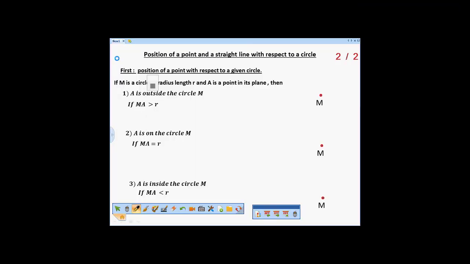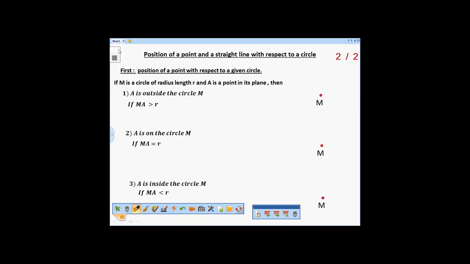Hello everybody. Today we'll start our second lesson in geometry, position of a point and straight line with respect to a circle. First, we'll start with position of a point with respect to a given circle.